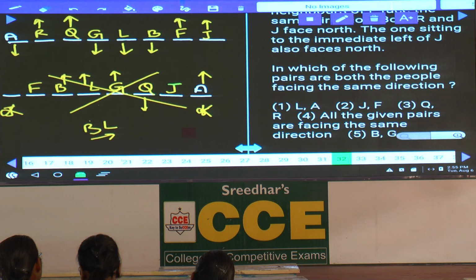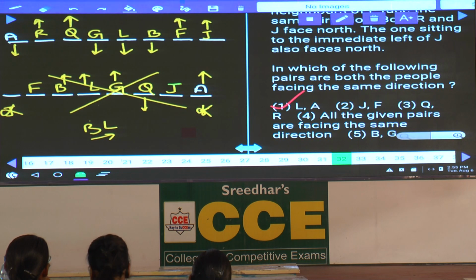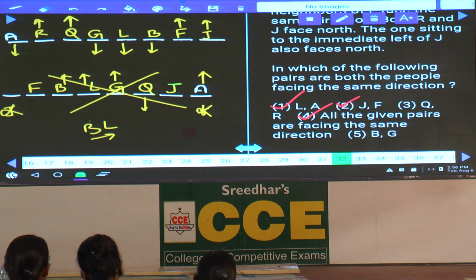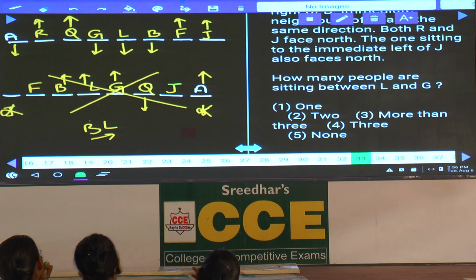Then question number 32, in which of the following pairs are both the people facing the same direction? Both the people L and A. L and A are facing the same direction, that is true, isn't it? And J and F, now this J and F are also facing the same direction, which implies that all the given pairs are facing the same direction, that is choice 4. Then 33, how many people are seated between L and G? Now in between L and G, there is no person here. None, that is choice 5.